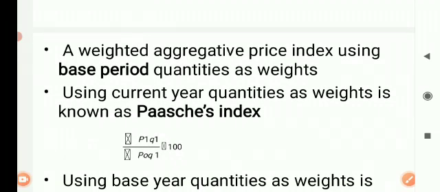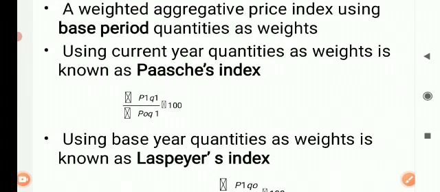A weighted aggregative price index using base period quantities as weights. When we are going to construct weighted aggregative index numbers, we always use base period quantities as weights. The base year quantities are taken into account as weights while constructing the weighted aggregative price index number. Now look at the two different economists' index number equations: the Paasche index number as well as the Laspeyres index number.